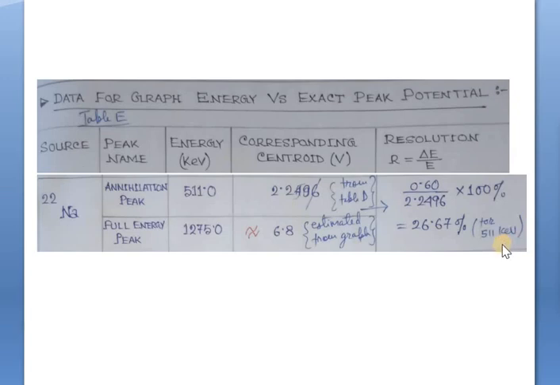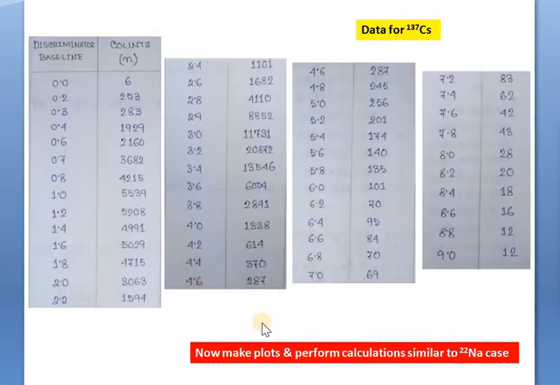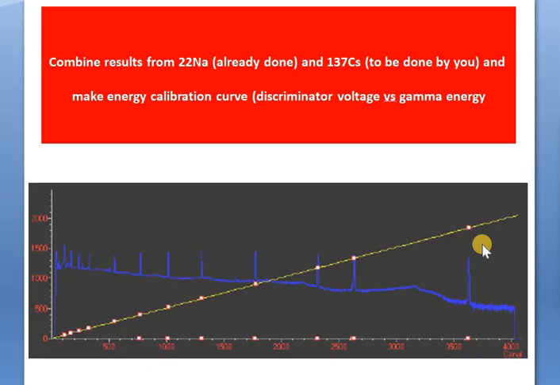I will send you the link later. Look, from 22 sodium I can get two things. One is the centroid estimation of the annihilation peak, and another is a rough estimation from just the graph of the full energy peak. These two I can get. Now I have given here the plot for the data for 137 cesium. You do the rest of the calculations yourself. This is what you have to do.